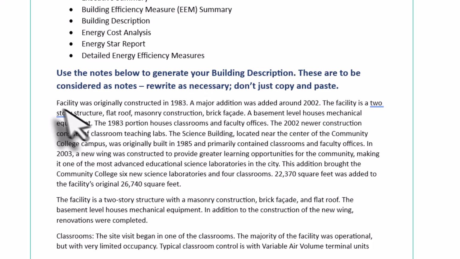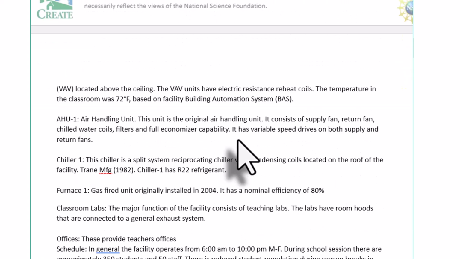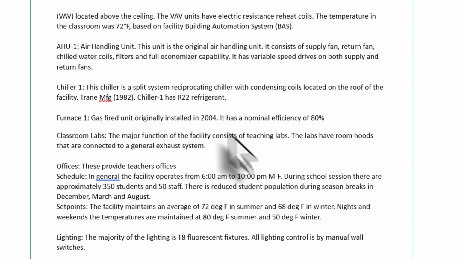So I just jotted down some notes about the facility, and you can use these notes to generate your building description. Don't just copy and paste this because it's not written very well. It's just, like I said, a lot of notes that were written down. In fact, some of these are exact notes that I took when I was out there. And so I want you to organize it into a nice fashion so that it fits into the report. You'll see I talk about what the HVAC system is. I talk about the air handling unit.